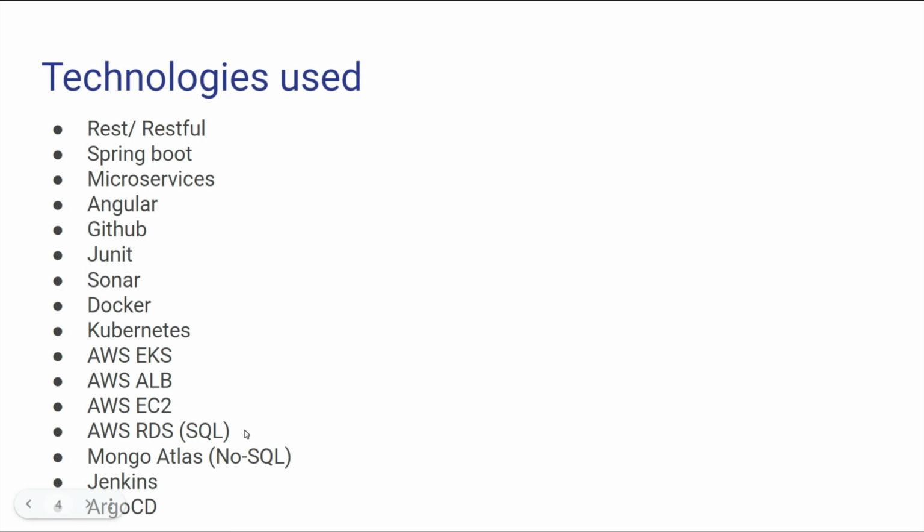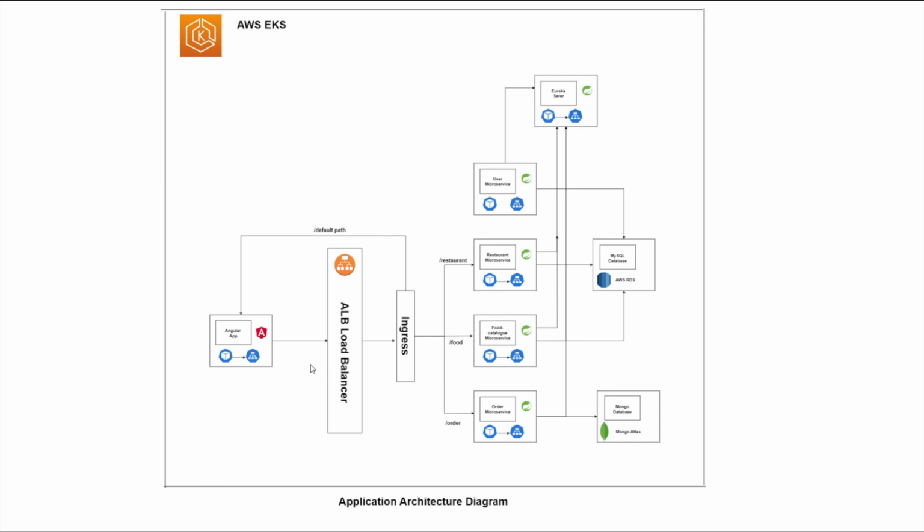Also, we have used SQL as well as NoSQL, that is MongoDB and SQL. On AWS, since for the SQL we have RDS, we have used those services, and Jenkins and Argo CD for CI/CD pipeline. Also, this is an architecture of the application that we have created where the front end is Angular and the back end is microservices.